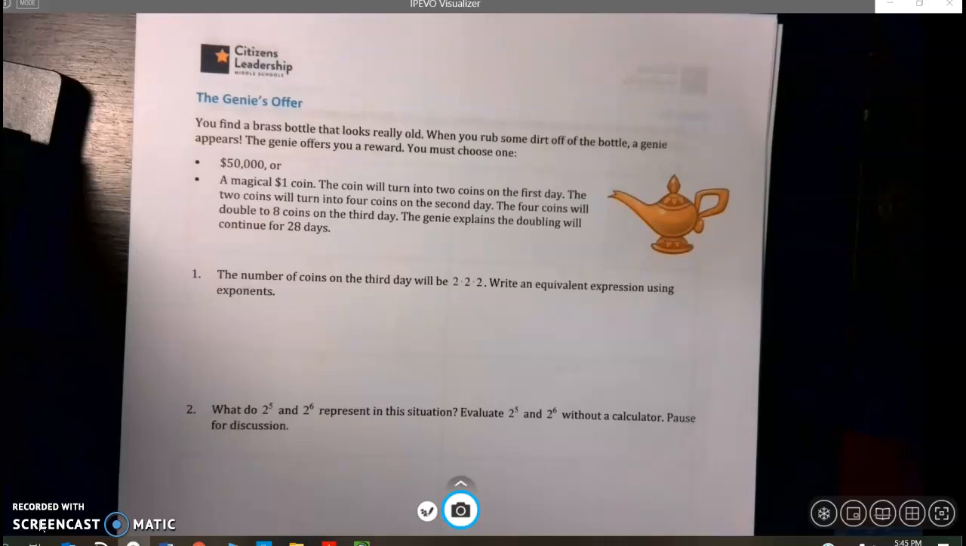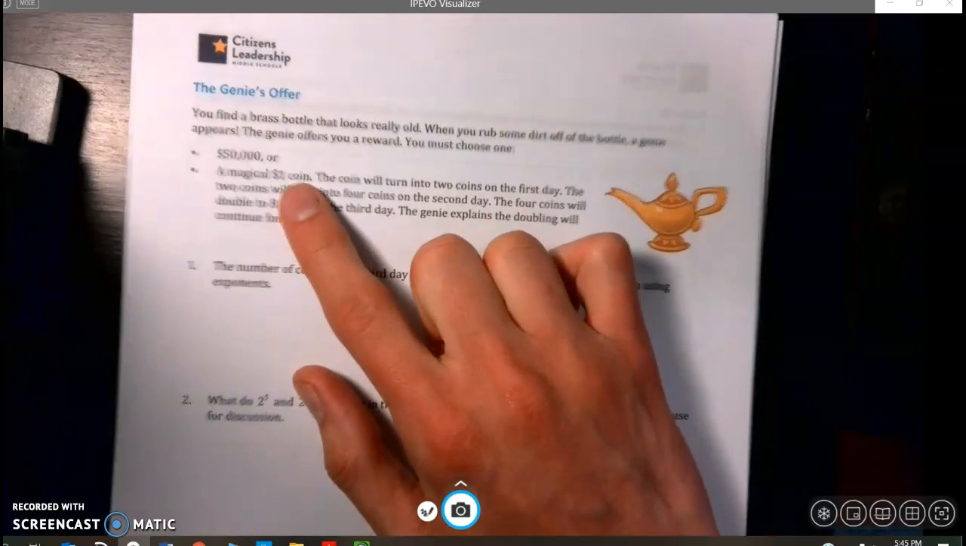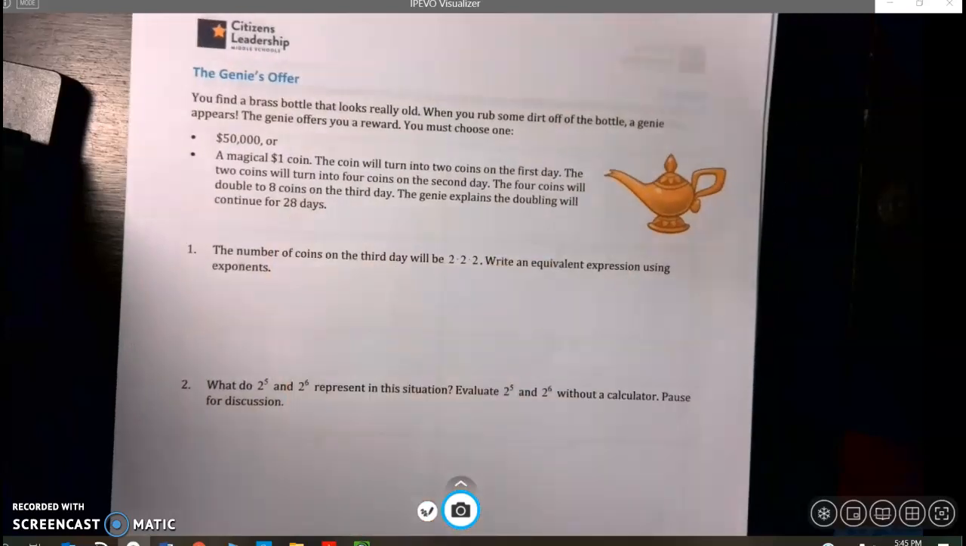Okay? So, most people at the time said they wanted $50,000. Kind of makes sense, right? So this coin's doubling, so it's a magic coin, pretty cool. But it's only doubling for 28 days. So that's not that long. Like if it doubled forever, obviously you would want that one. But 28 days doesn't really seem that long.